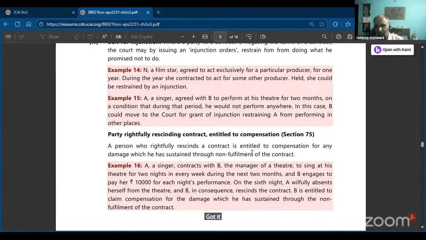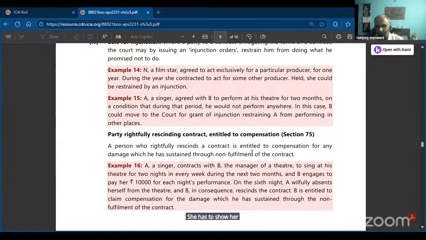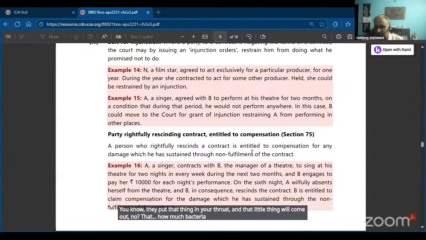But do we need evidence for the same? The person can also fake it, right? Yeah. But you need evidence. You need a doctor's prescription. You need a doctor to give evidence in the court of law. She has to show the biopsy of her throat. You know, they put that thing in your throat, and that little swab will come out, to check how much bacteria formation is there in your throat.